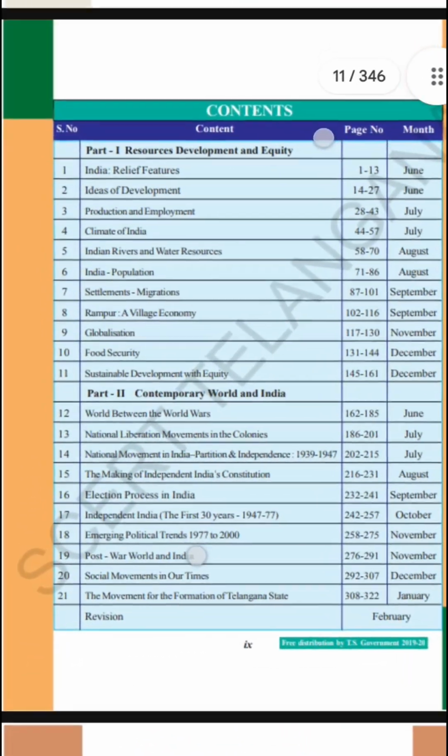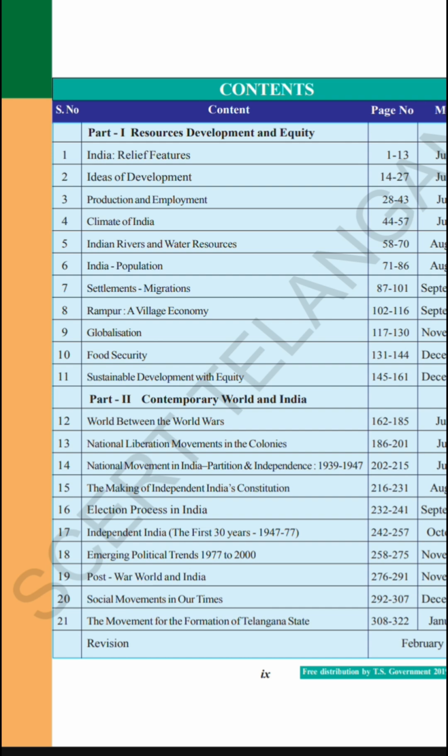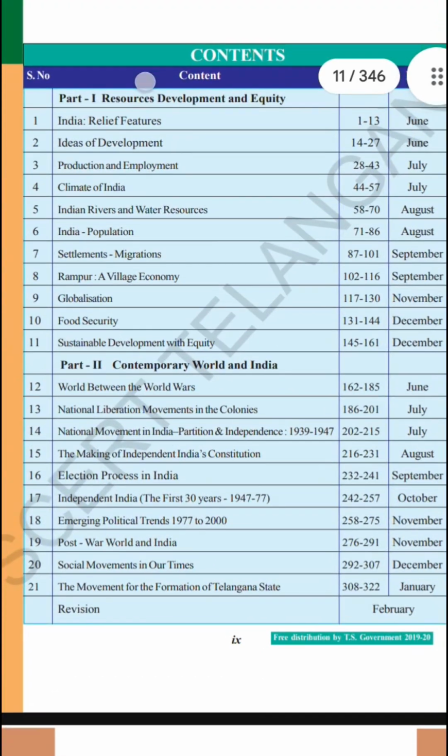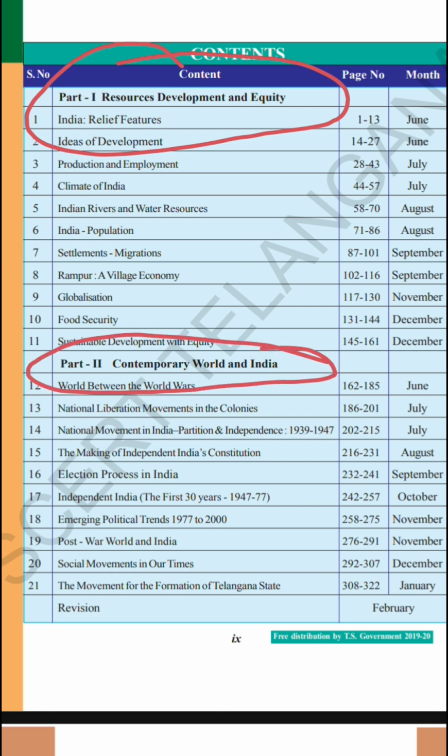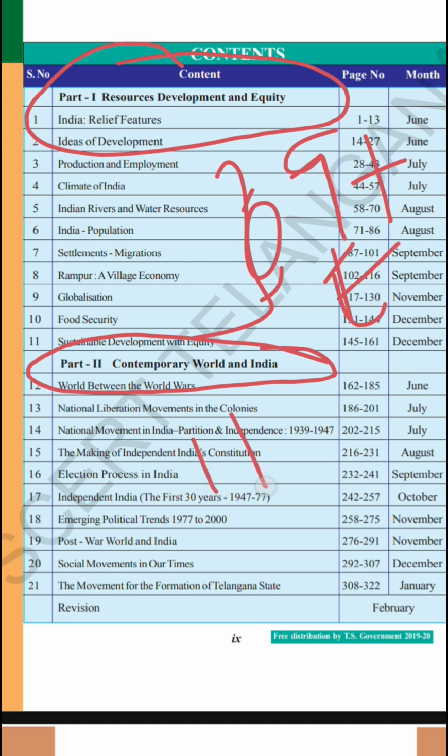If you observe properly, we can find two different units here. The first one is resources, development and equity, and the second one is contemporary world and India. The first portion of the social textbook covers some part of geography and some part of economics. The second part consists of history and also a few concepts of political science.